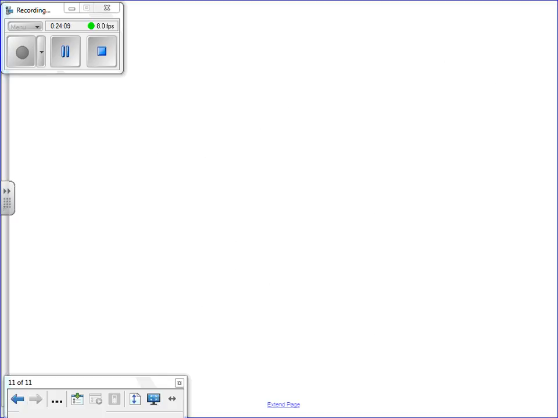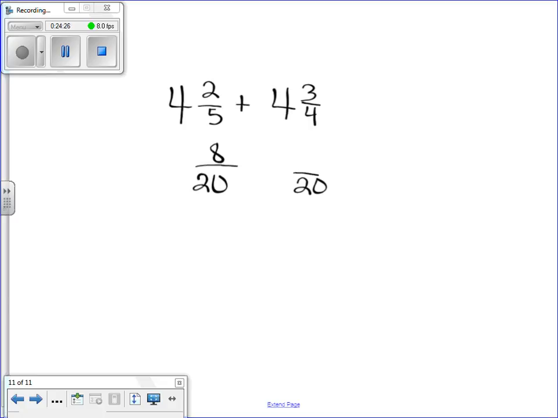Okay. And, oh my goodness, this one is easy. 4 and 2/5 plus 4 and 3/4. Common denominator. 20. So this is 8. 15.